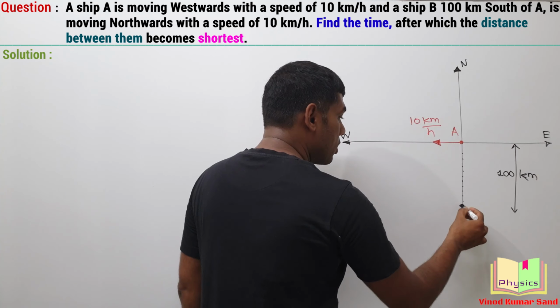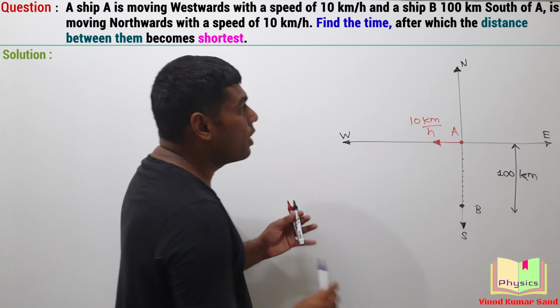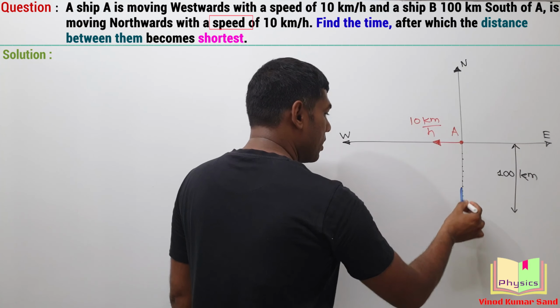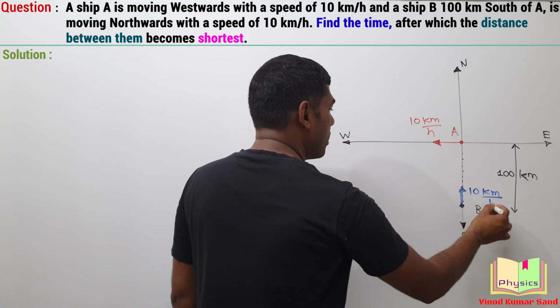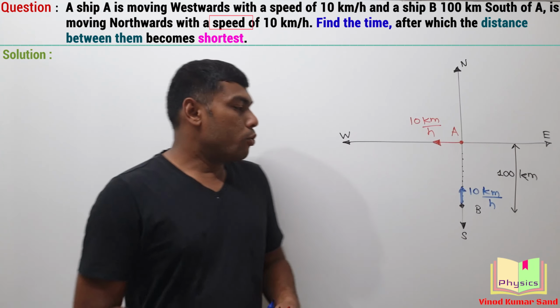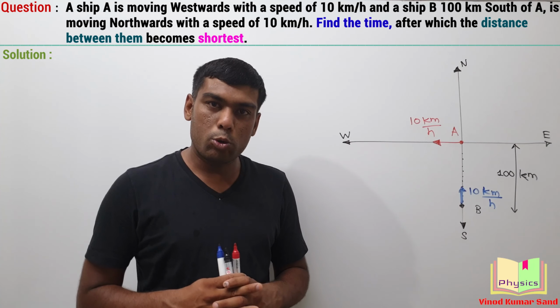Now here is the ship B. That ship B is moving northwards with a speed of 10 km per hour. So this is ship B moving at a rate of 10 km per hour. Done. We'll be solving the question using the relative motion.